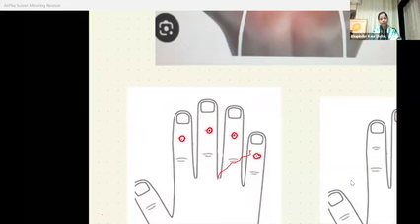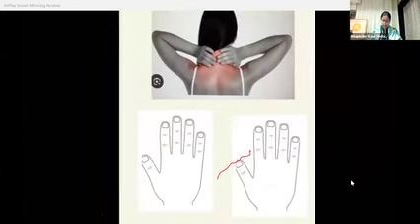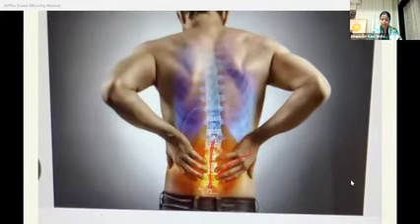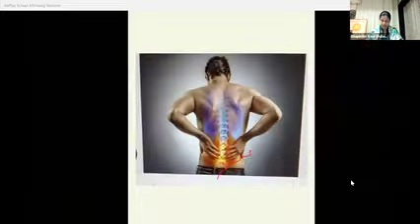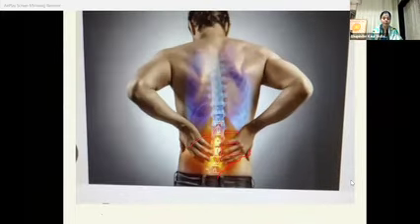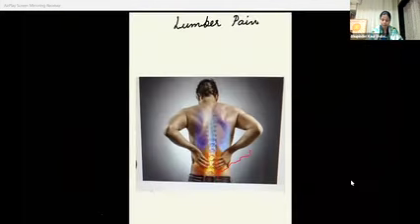Okay, so we have the same pattern on the left hand. This is the right hand, and the same we have on the left hand. So this area, here you can see the patient has lumbar pain. Yes, lumbar pain, where you will do treatment. And this is a very common situation, very common problem. And sometimes this patient can have muscular pain here, sometimes vertebra level pain here. Then where is the point?